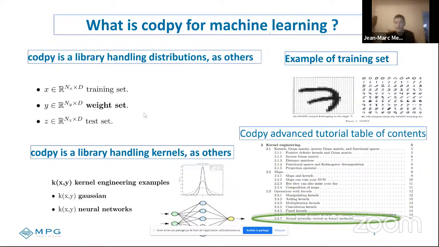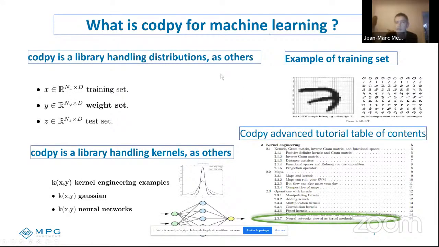CodeP is like any other of the more popular frameworks that I mentioned just before. It's a pattern library that speaks about distribution. What does distribution mean? It means that, exactly like for artificial intelligence methods, you have X, that is a training set. You have Y, that is a weight set. You have Z, that is a test set. So on the right side, you have an example of what is one X, but we have several X.